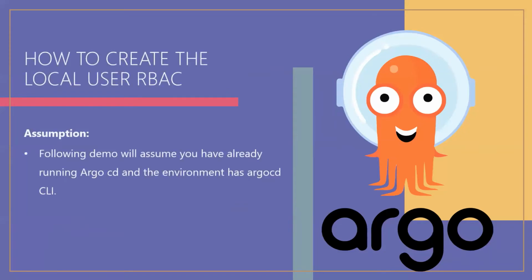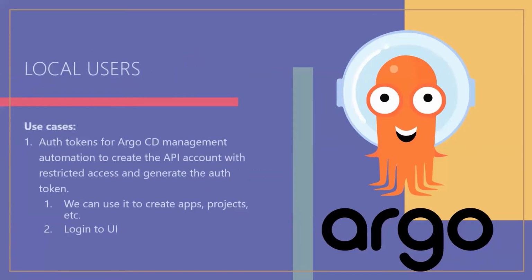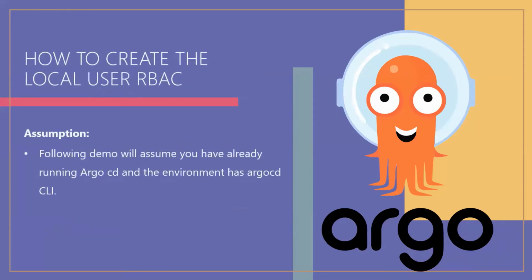So we're going to see some demos. In the demo, we're going to create some users, and once we create the user, we'll assign some role and see that. Okay, so in real time we're going to see what is happening and we'll be tracking those users. This video assumes you already have Argo CD running in your environment, and you also have the Argo CD CLI installed.